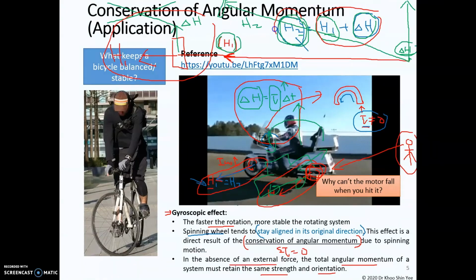So how about H2 here? Since we know H1 plus delta H will be in this direction, the wheel will spin in this direction. And this is your H2.